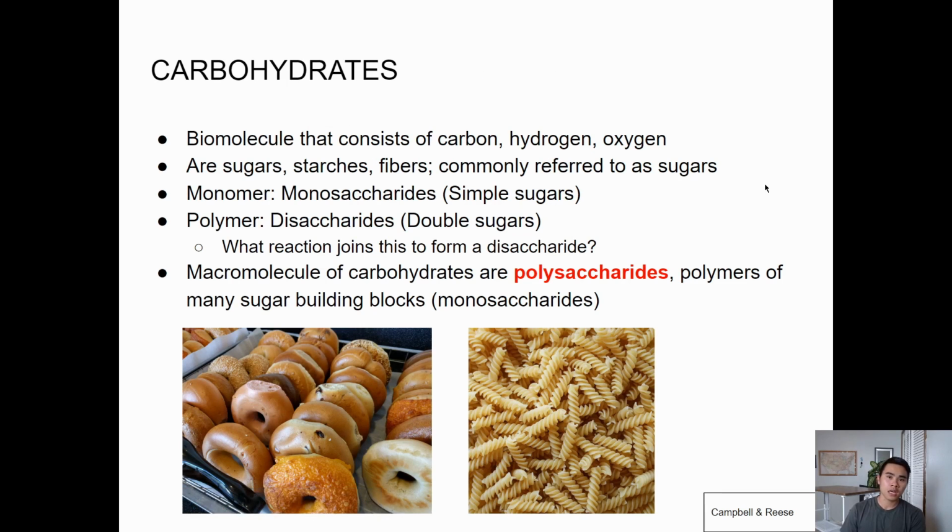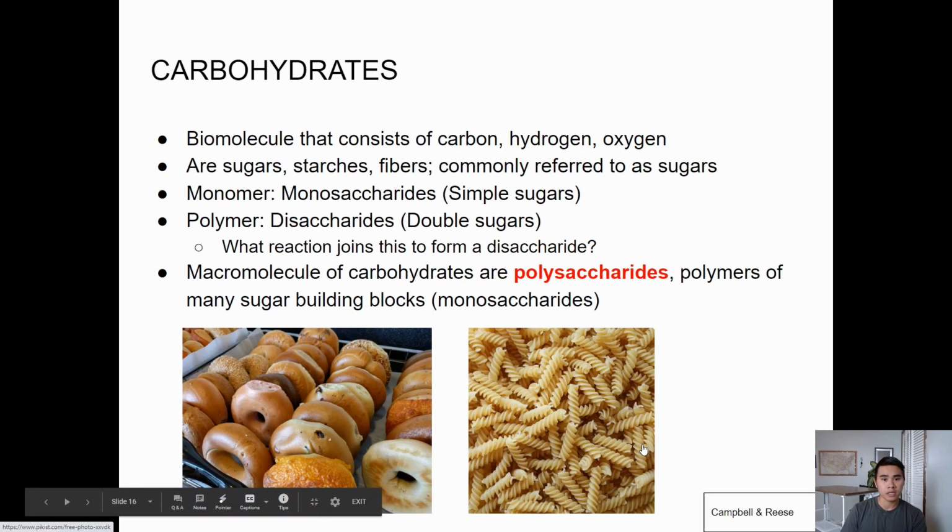Okay, so let's dive into our first type of macromolecule in more depth. This is a carbohydrate, and it's a biomolecule with mainly carbons, hydrogens, and oxygens. They include things like sugars, starches, fibers, and when you think of carbohydrates, one thing that most people talk about is sugars. So there's a lot of carbohydrates that we may consume. Think about when we eat bread, donuts, pasta, all of that is carbohydrates.